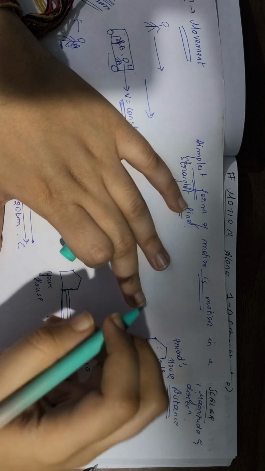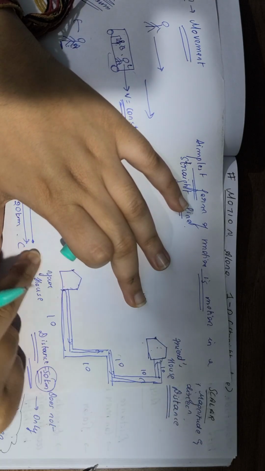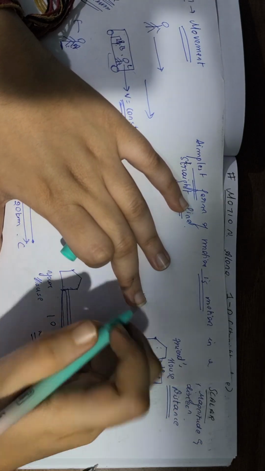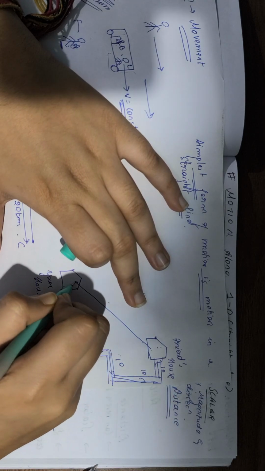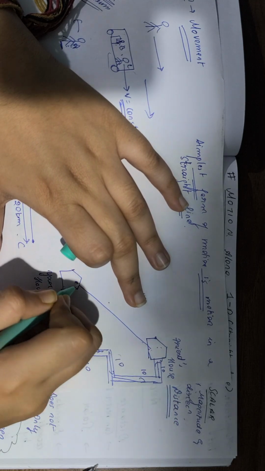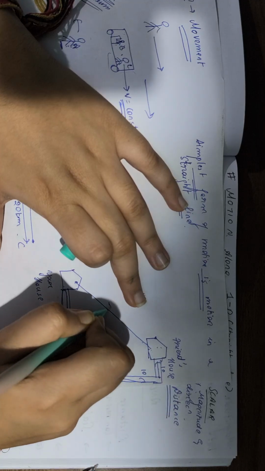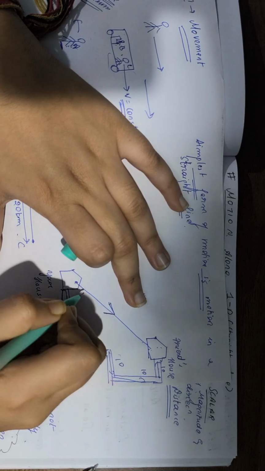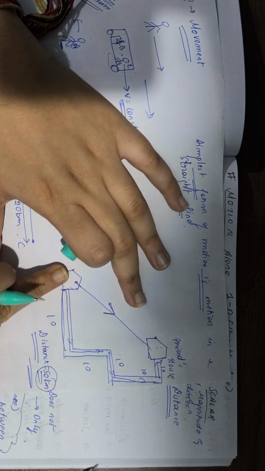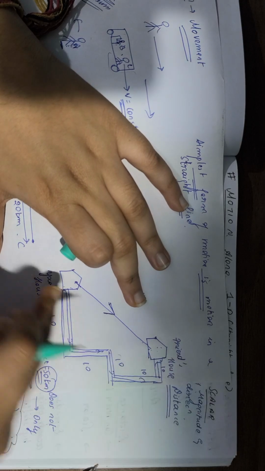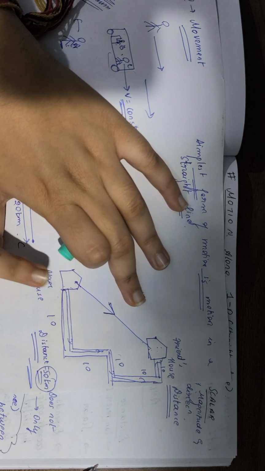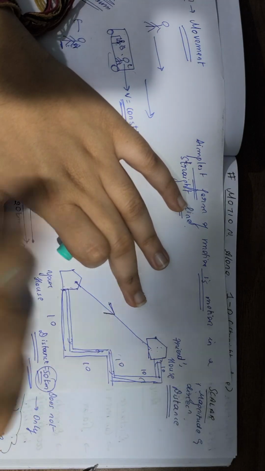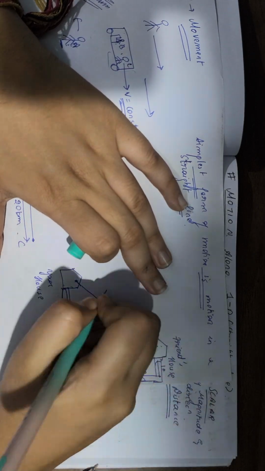Now what is the shortest point that is covering these two? This is the shortest point. And what is the direction here? Now if you want to go from here to here, the arrow will be shown like this. If you're going from your house to your friend's house, this is the initial point, this is the final point. So the direction, the arrow will be shown like this. So this is called displacement.